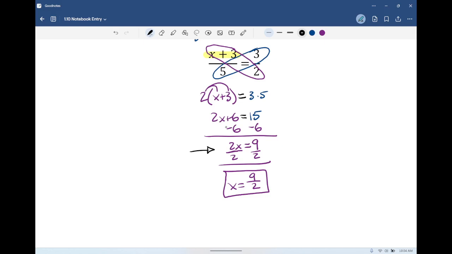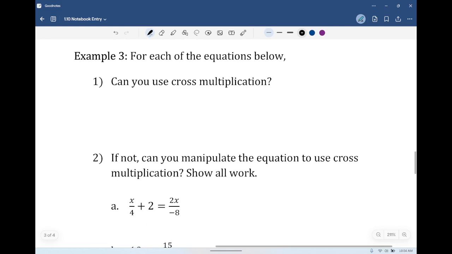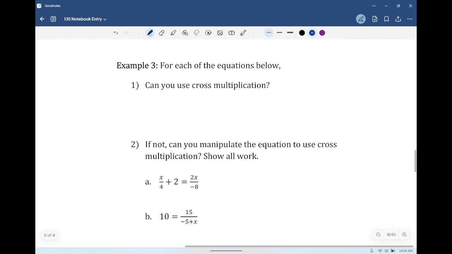Any questions on example 2? All right, then I want us to shift over to example 3. We are closing out notes. You have 2 equations. They're a little bit down below, so you can see A is x over 4 plus 2 is equal to 2x over negative 8. And B is 10 is equal to 15 over negative 5 plus x.